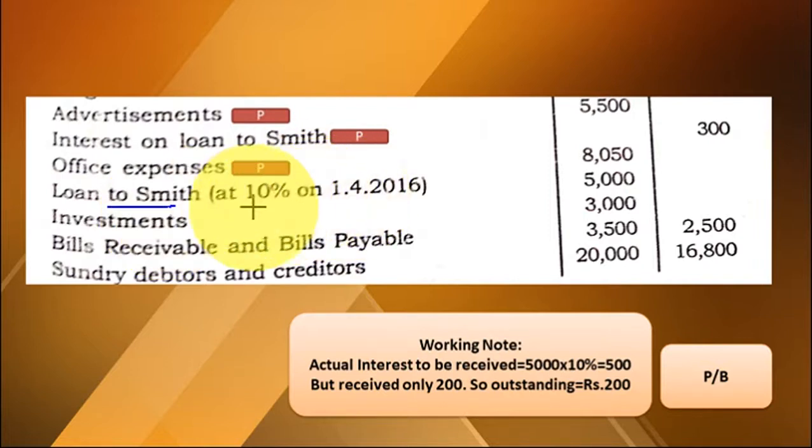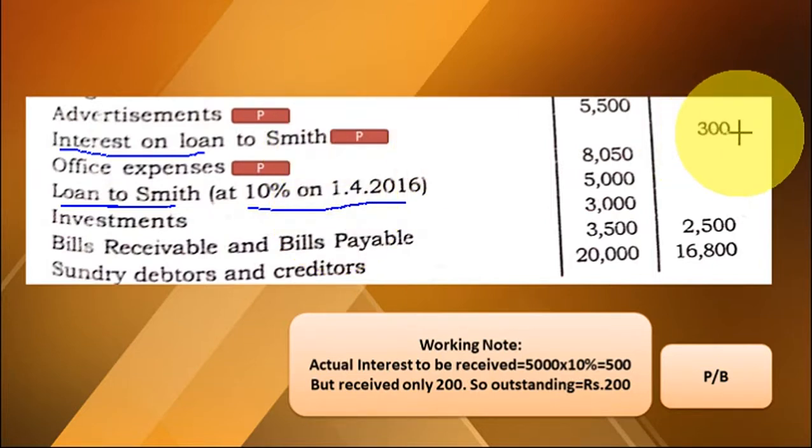Now, when they have given specific information like this, with an interest rate, where some loan is given, then we should see whether interest is given. See here, they have given the interest. So, when there is a loan as well as interest to a particular person, we should check whether the interest is paid or received. Here we have given a loan to Smith, so we have to receive the interest. So interest is an income, so it should be written on the credit side, right? So interest we received is 300 rupees. Whether it is correct, whether we have received the full interest, we need to calculate.